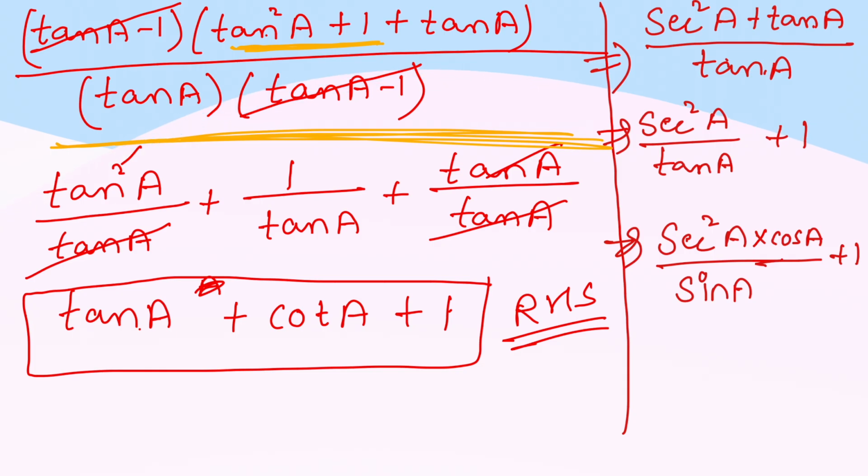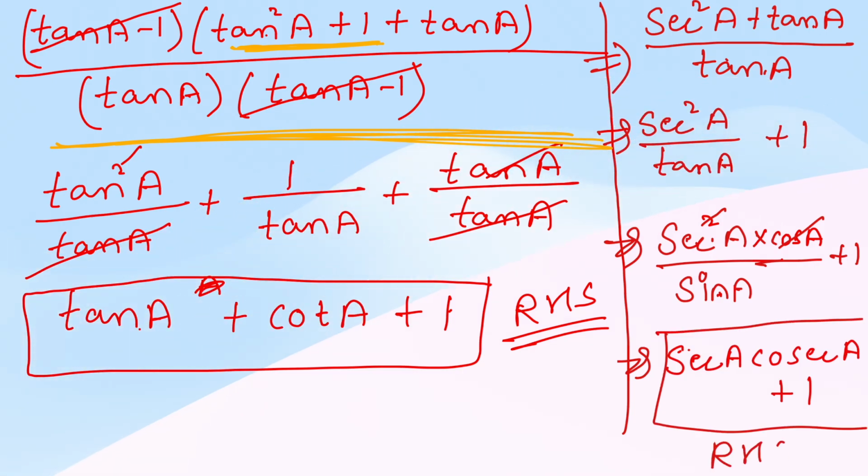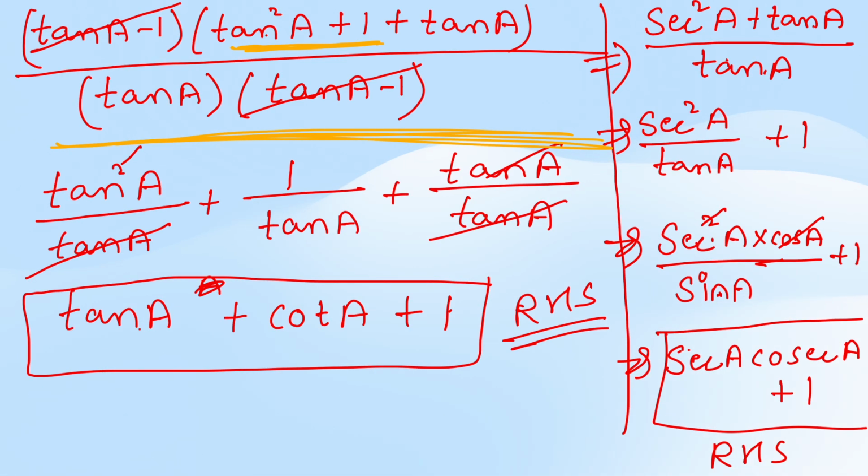Plus 1. Now see, cos a into sec a is 1. So it is sec a by sin a plus 1. Sec a by sin a, it is sec a cosec a, since 1 by sin a is cosec a, right? And plus 1. And this is your next right hand side that we have to prove. Sec a cosec a plus 1. This is also sec a cosec a plus 1. Clear?